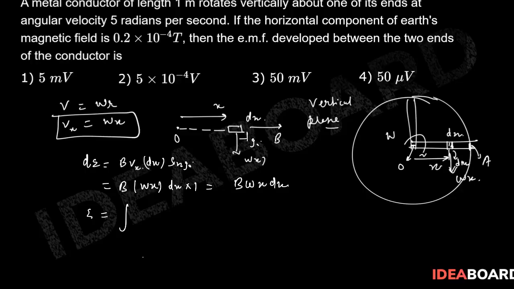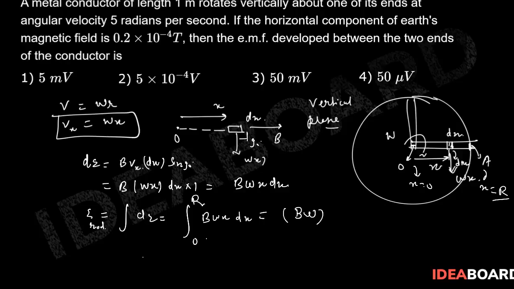Now if you want to calculate for the full rod, then E for the rod will be the integration of dE, that is B omega x dx, and the limits of x will be, x can vary from x equal to 0 to x equal to r, so 0 to r. B and omega are constant, so they come outside the integral, and you get the integral from 0 to r of x dx. So finally you get B omega into x square by 2, so B omega by 2 into r square, okay.